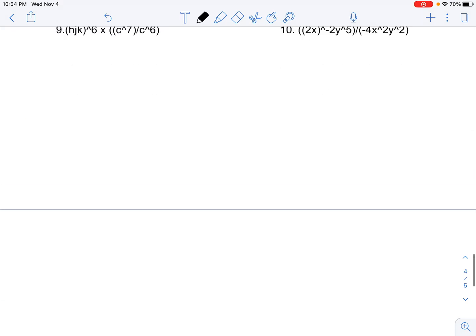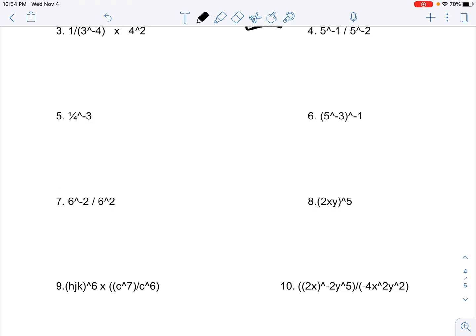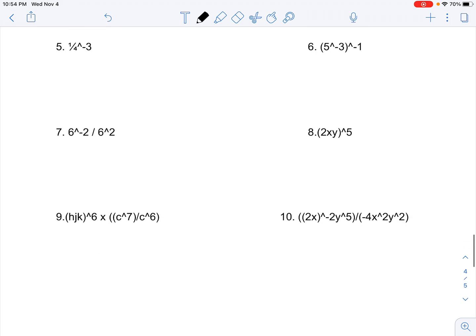Okay, and let's just try one more problem. 2xy to the 5th power. Well, that's just 2 to the 5th, x to the 5th, and y to the 5th, like you're distributing the exponent to each of the factors. So 2 to the 5th, well, that's just 32. x to the 5th and y to the 5th.